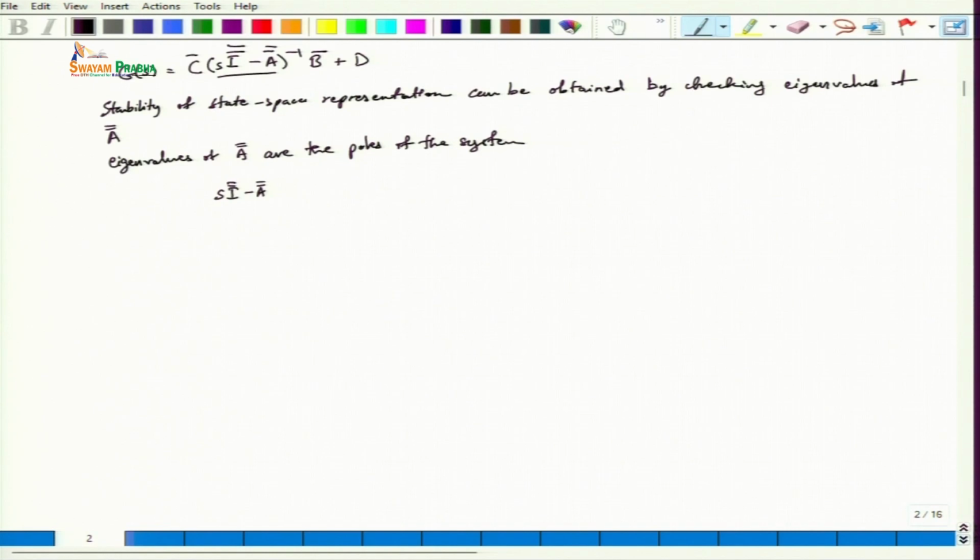So, with that, now we focus on understanding how we can get the output response from the state space representation. So, let us assume that the state at time t equal to 0 is equal to some x naught. So, this is our state space representation.